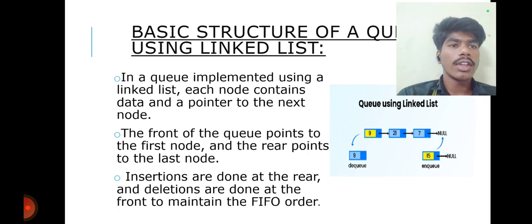Basic structures of a queue using linked list. In a queue implemented using a linked list, each node contains data and a pointer to the next node. The front of the queue points to the first node and the rear points to the last node. Insertion is done at the rear and deletion is done at the front to maintain the FIFO order. As we are deleting an element from a linked list, it may be deletion from rear and inserting from front node.